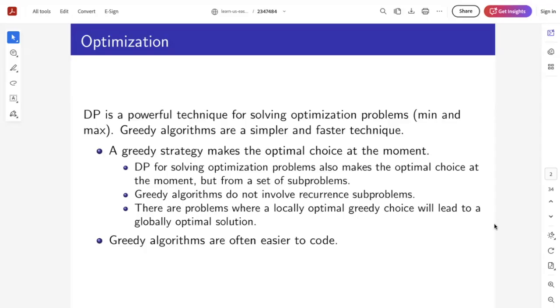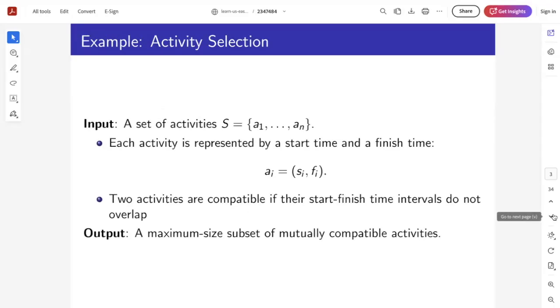Hence, greedy algorithms are often very straightforward to code, but we need to prove that your greedy choice or your greedy strategy actually will provide you with the optimal solution. By optimal, we mean either minimization or maximization. Again, as before, we're going to look at examples, and from that example, we can see what this greedy strategy algorithm will look like.